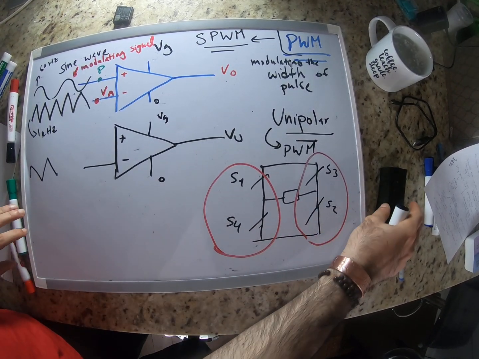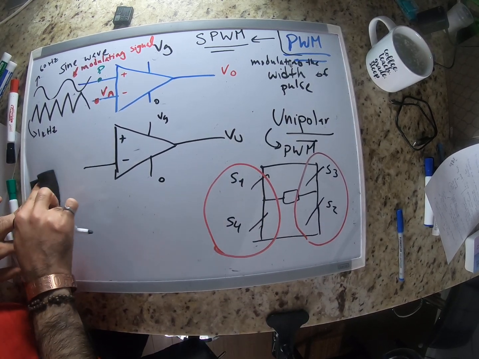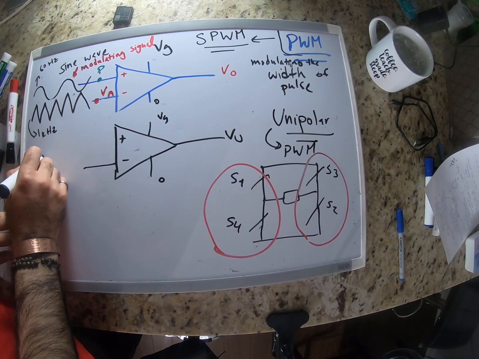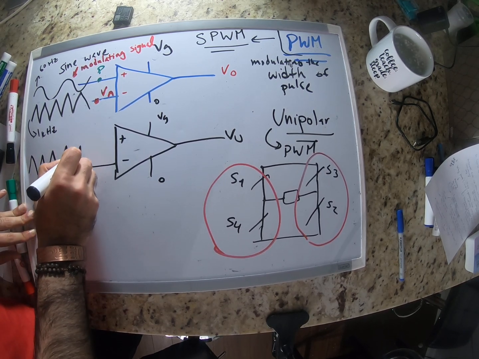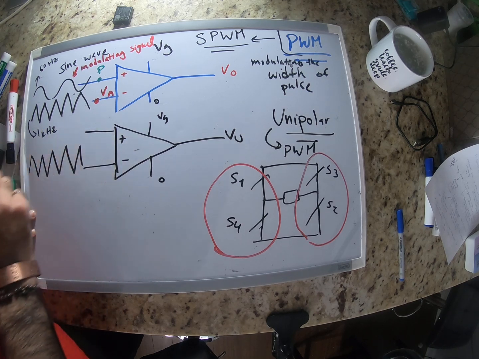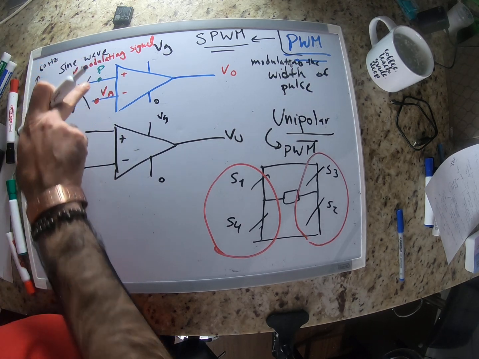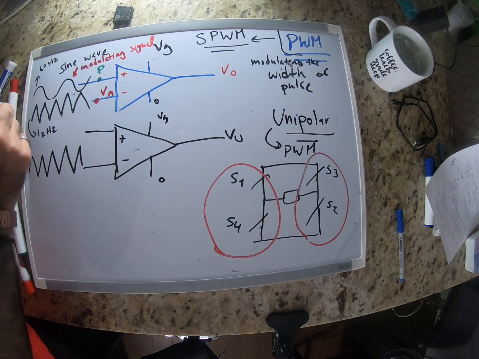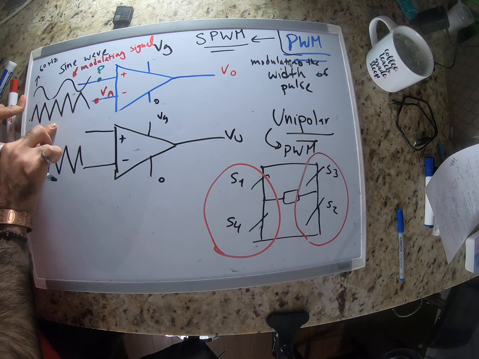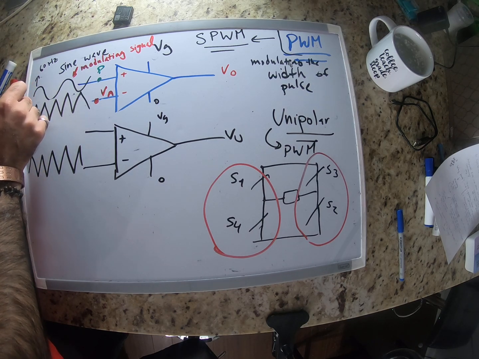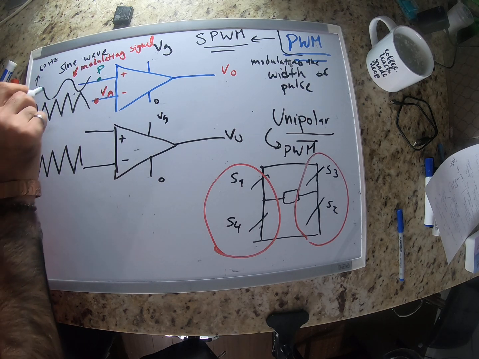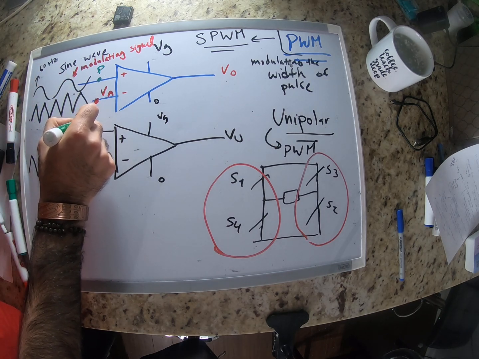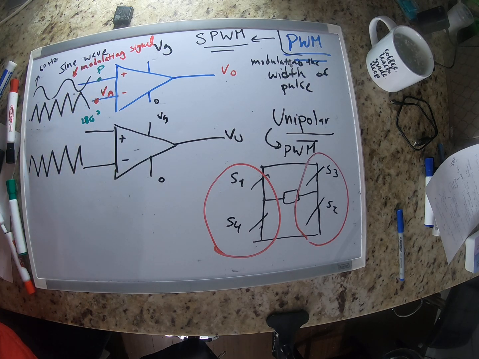So I was talking about the modulation, PWM modulation, sinusoidal PWM for a unipolar. We would have exactly the same carrier signal, but our modulating signal for this one would also be a sinusoid. It would have the same magnitude and frequency as the other modulating signal, but it would have 180 degrees phase shift. Basically, you're just inverting this.